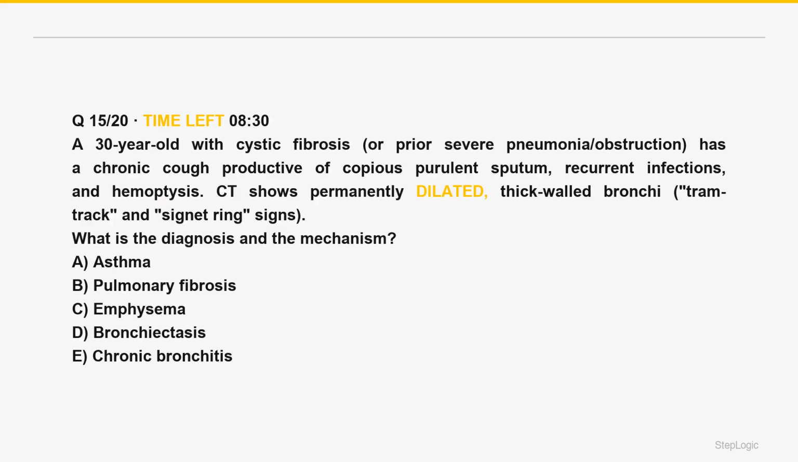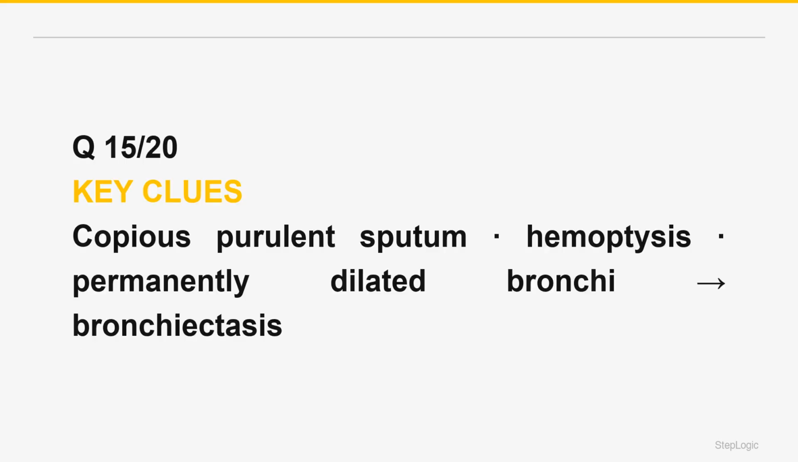What is the diagnosis and the mechanism? A 30-year-old with cystic fibrosis or prior severe pneumonia or obstruction has a chronic cough productive of copious purulent sputum, recurrent infections, and hemoptysis. CT shows permanently dilated, thick-walled bronchi, tram tract, and signet ring signs. Read the command, diagnosis, and mechanism. CF, copious purulent sputum, hemoptysis, dilated thick-walled bronchi: bronchiectasis.